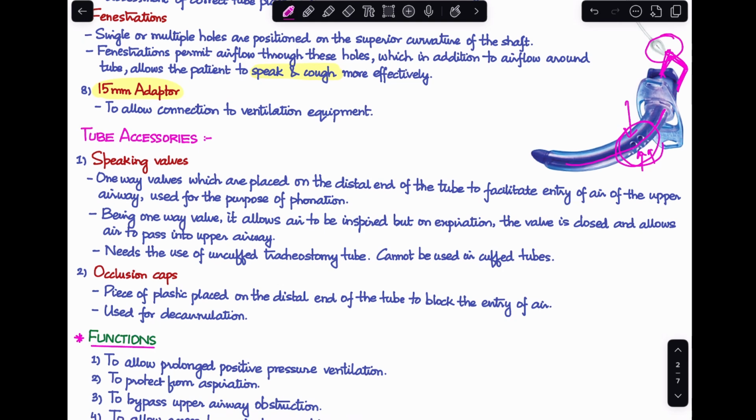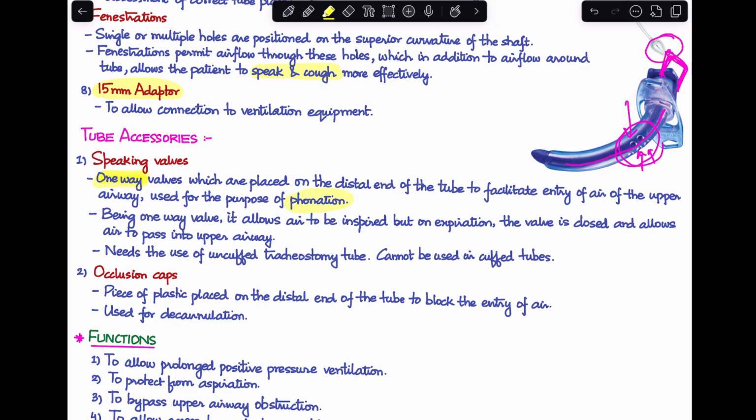There can be even some more accessories to the tube in certain cases. Let's talk about that. The first accessory is a speaking valve. What is the speaking valve and what is its purpose? As you can already say from the name itself, it's for phonation. So, this is usually a one way valve which is placed at the distal end of the tube so as to facilitate the entry of air of the upper airway. And this is used for phonation.